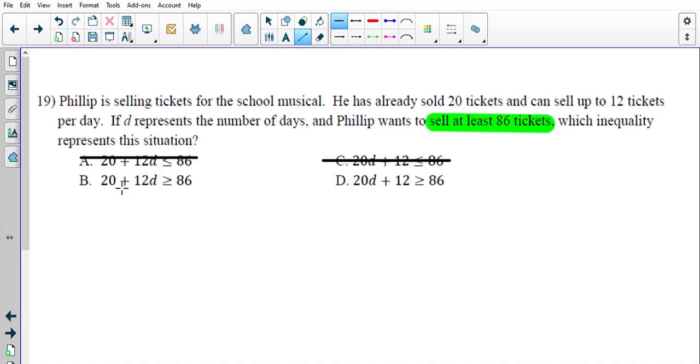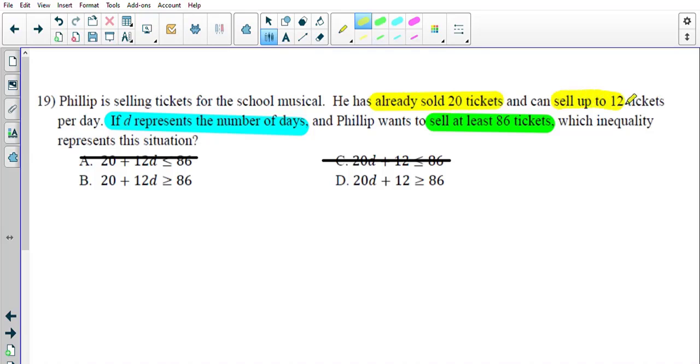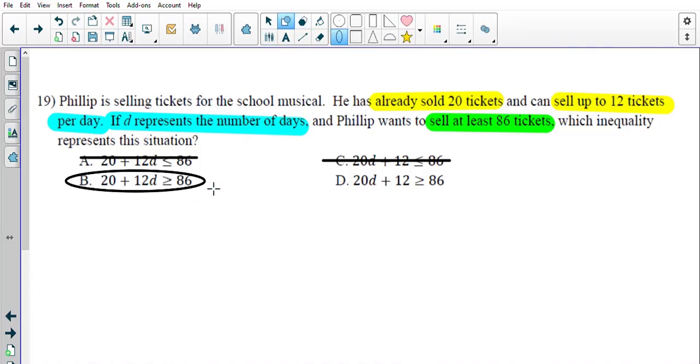So the difference between these two is where the D is. D represents the number of days, because keep in mind, it says right here, D represents the number of days. So we know that he's already sold 20 tickets and can sell up to 12 tickets per day. So which number do you think the variable D goes with? Well, probably the 12 tickets per day. So which one has the D with the 12? Looks like choice B is the only one that makes sense here. So choice B is the correct solution.